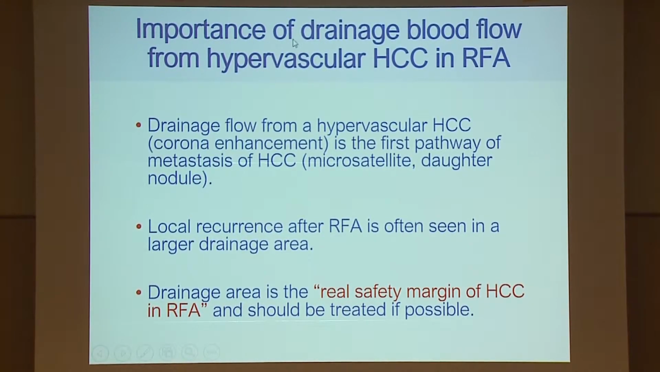This is very important for RFA because drainage flow from hypervascular HCC is, as you can expect, the first pathway of metastasis of hepatocellular carcinoma and the cause of microsatellite and daughter nodule. And local recurrence after RFA is often seen, according to my experience, very often in this area. And the drainage area is a real safety margin of HCC in RFA and should be treated if possible.